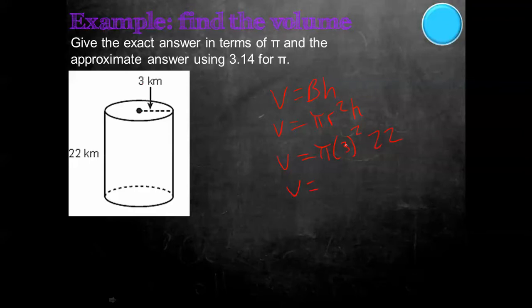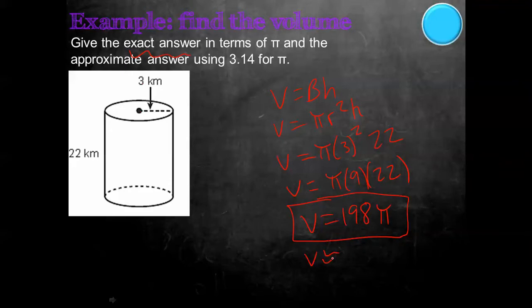So, order of operations, we have to do the exponents first. 3 times 3 is 9. So we have pi times 9 times 22. And now we're going to take 22 times 9, and that's going to give us 198 pi. So that's our exact answer in terms of pi. And then our approximate answer is we're just going to take 198 times 3.14. Our approximate answer is 621.72.